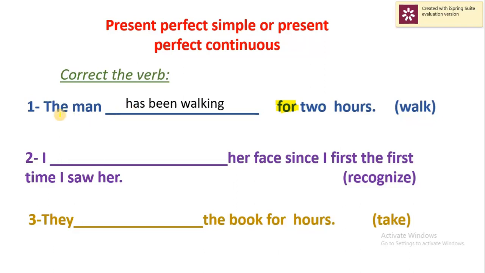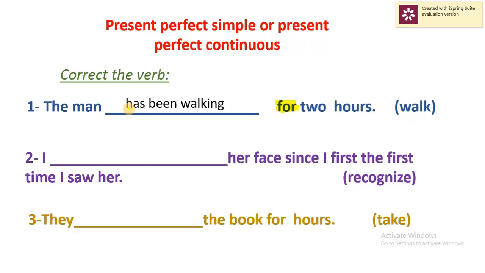And here, why do we use has, not have? Because here we have the man. The man is a singular subject. It is a singular subject مفرد, so it takes has. Clear? Let's move to the second example.